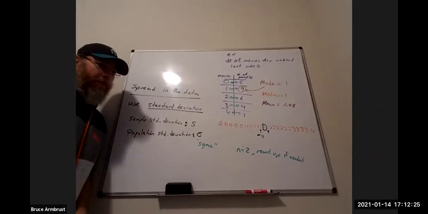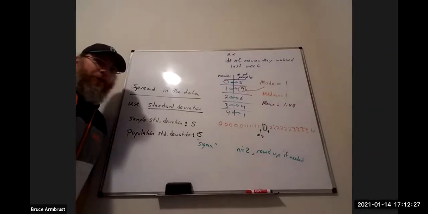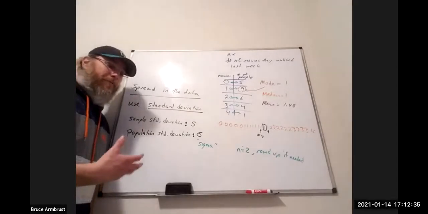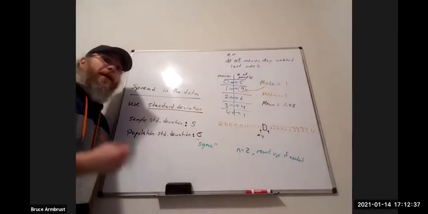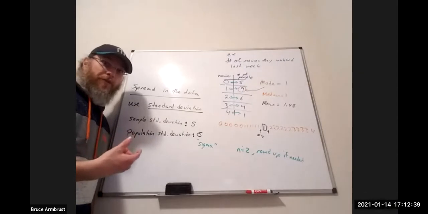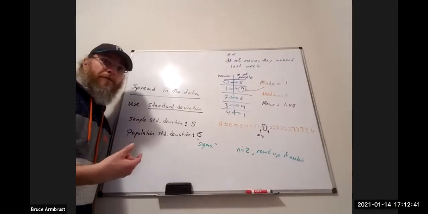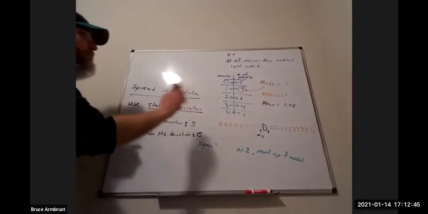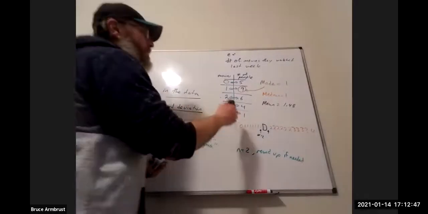And I want to back up real fast because I just realized I didn't tell you that we do the same thing with mean. There's a difference between sample mean and the population mean. And we use different symbols for those two as well. So let me just backtrack real quick and show you that.